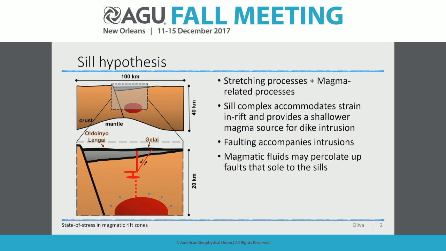These are stretching processes and magma-related processes at once, and a sill complex would accommodate strain in a rift and provide a shallower magma source for dike intrusions. Usually this would also be accompanied by faulting. And if those faults are soled to the sills, then they could be used as a conduit by magmatic fluids to escape.